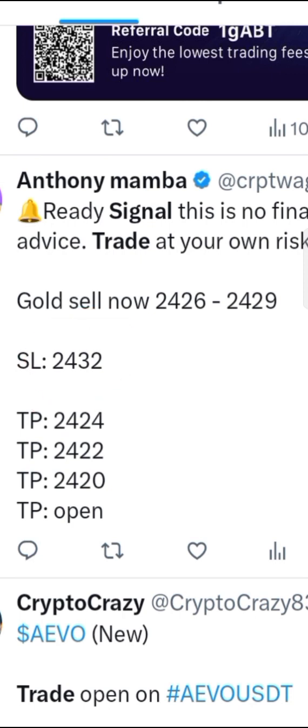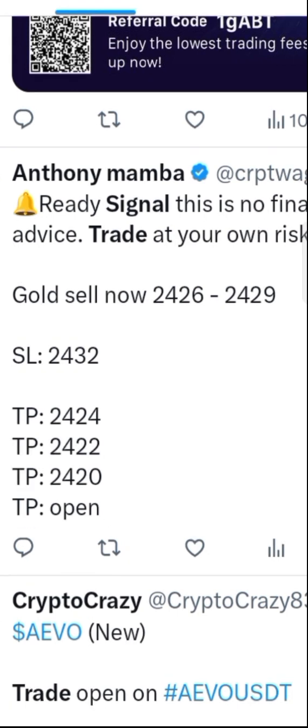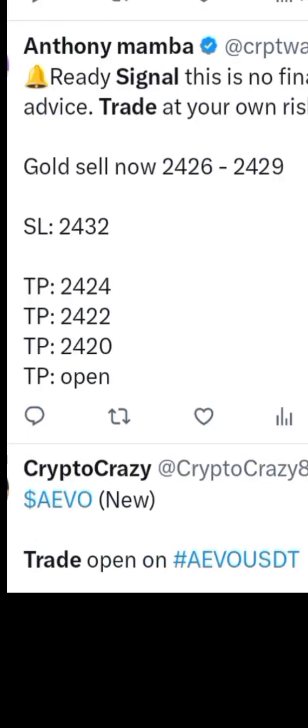Then for TP, it means that you should target to take your profit. TP means take profit. So take profit from 2424, 2422, 2420. You're wondering it's dropping. Yes, it's because it's a sell. In sell, you're selling from the top. You're opening your positions from the top and anticipate the market to drop. That is a sell. And it means that you can actually target these places, 2424.